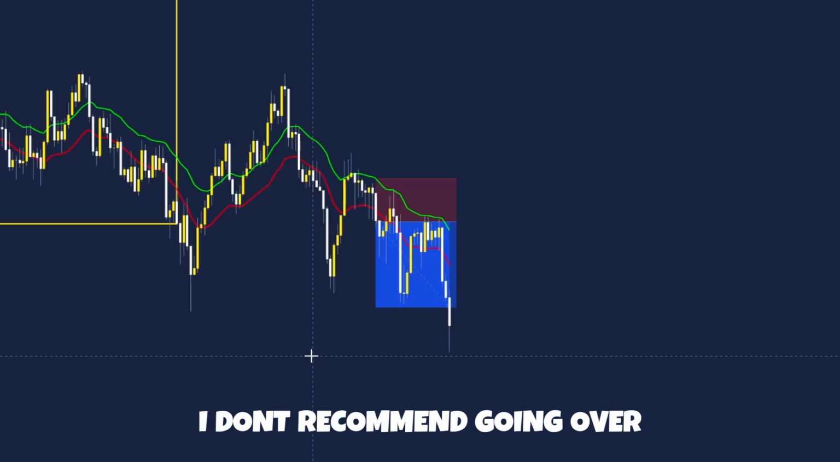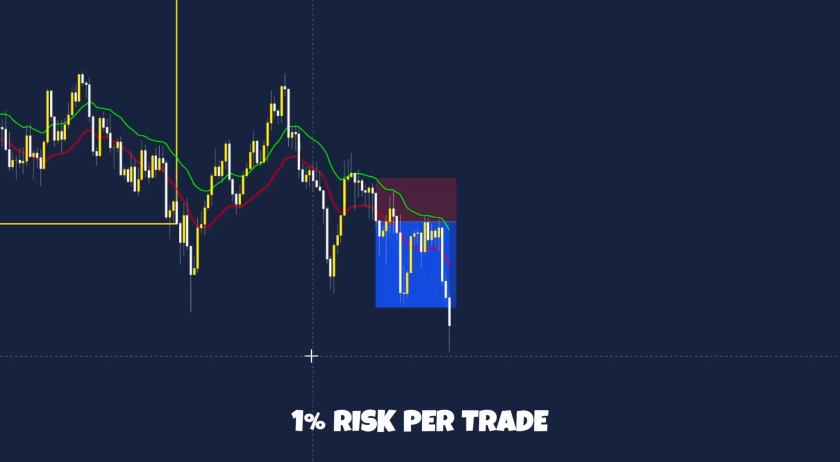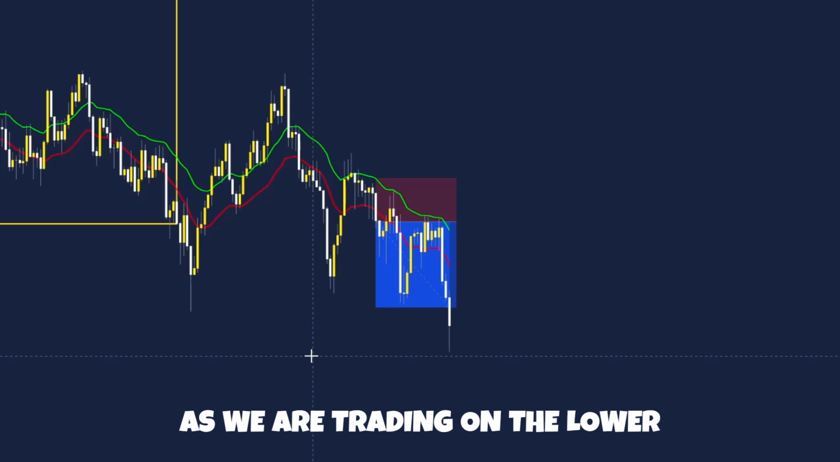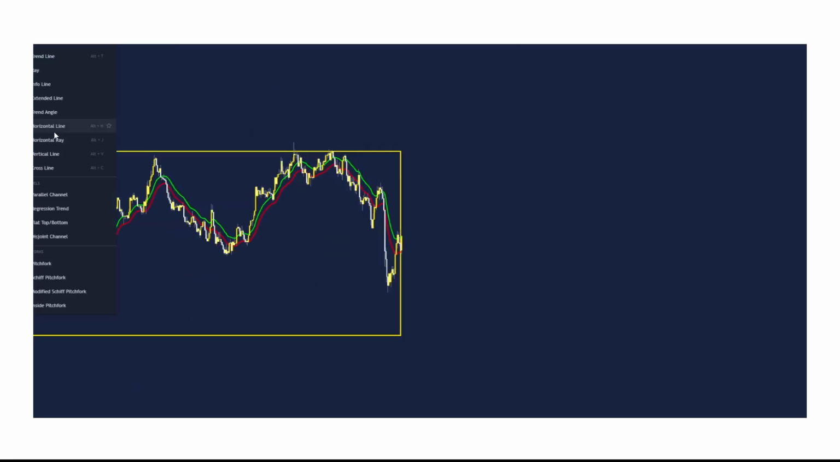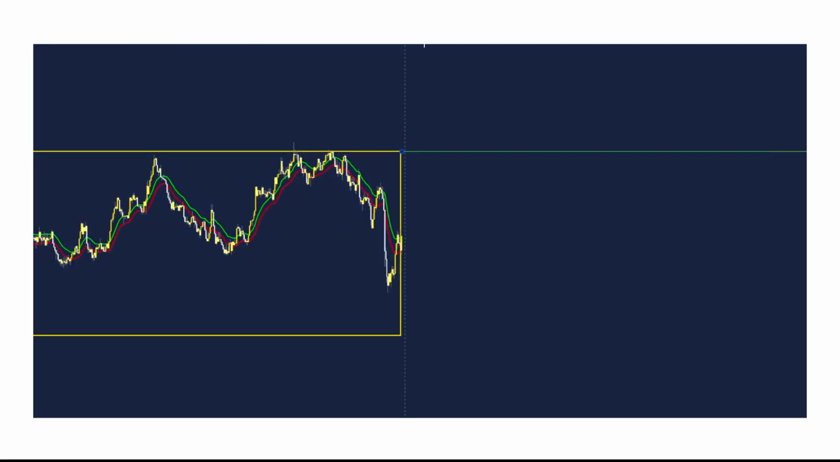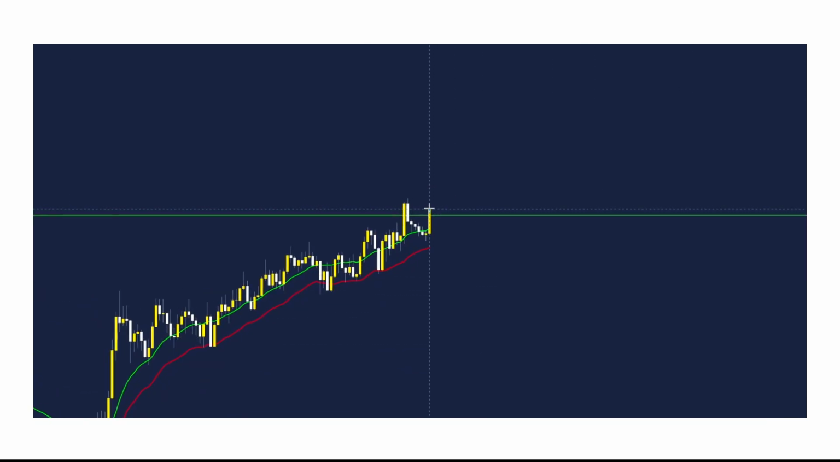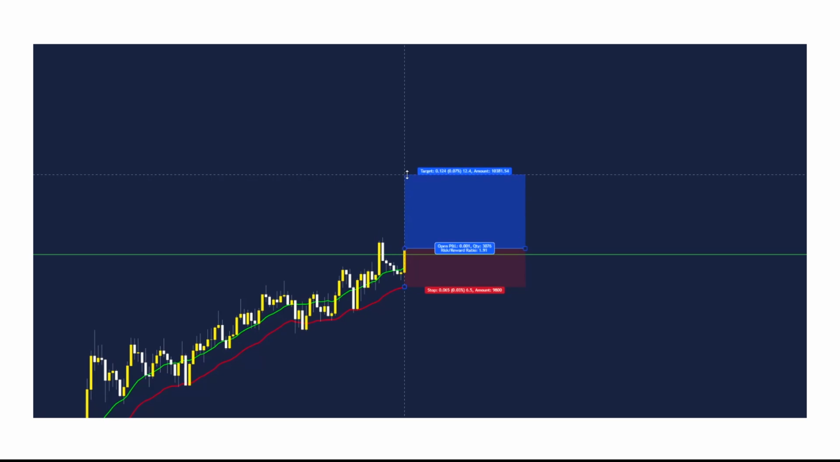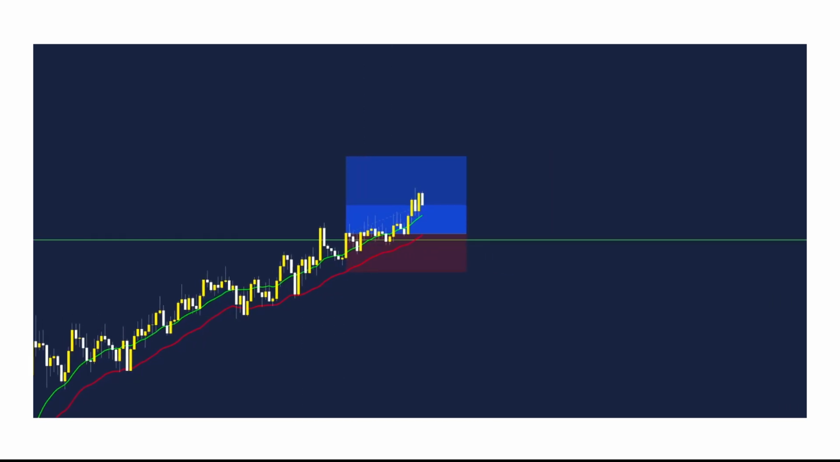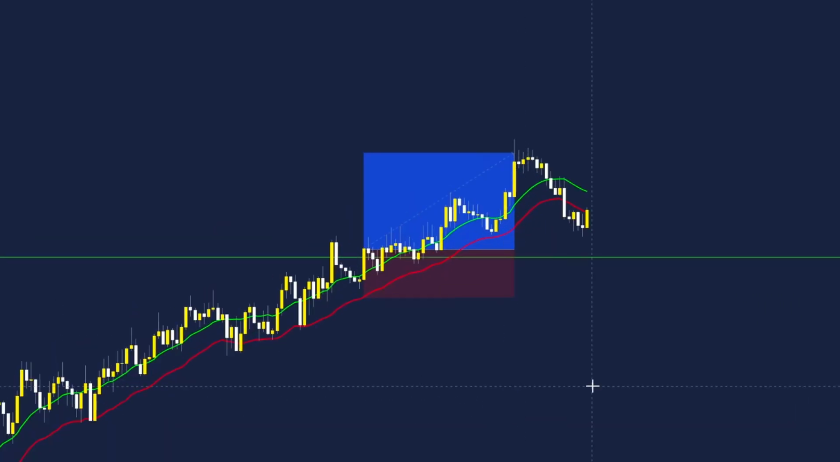I don't recommend going over 1% risk per trade as we are trading on the lower 1 minute market. And finally, nice and simple, the same applies for a buy. We wait for price to break and close above the box's high, then pull back inside to the moving averages with some sort of rejection off of the red MA. Then price pushes up, closing above the green MA. And here we take our trade with the stop loss at the red moving average, and of course targeting that 2 risk to reward ratio.